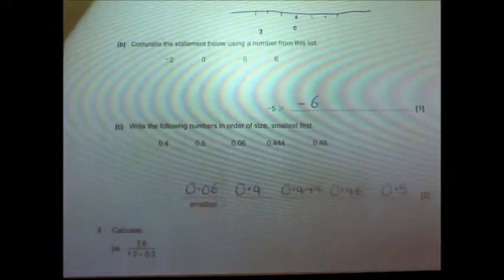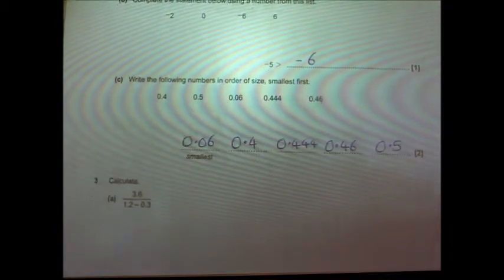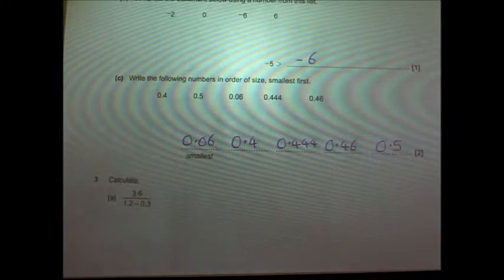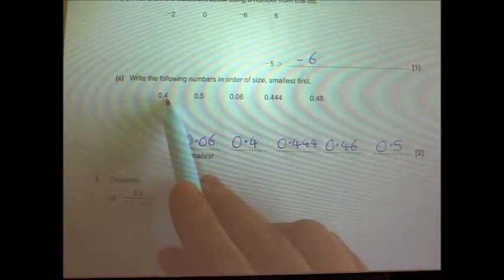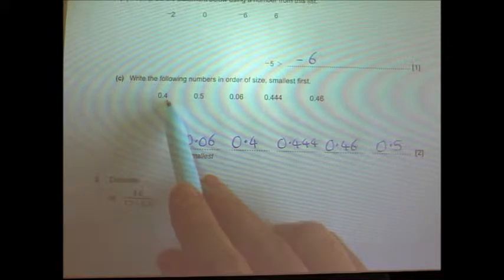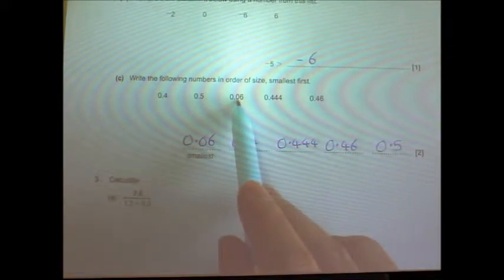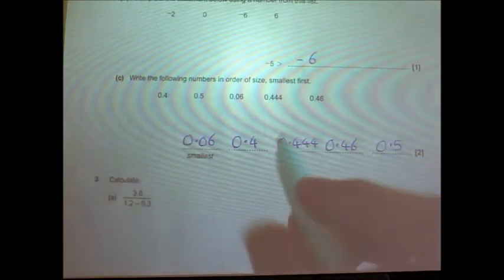Part C. Write the following numbers in order of size with the smallest first. This sort of question goes back to what you were taught at primary school about place value. The first column is your units column. If there's any units column here, you look at that one first and they're all 0. So now you look at your tenths column. That one's 0.4, that's quite low. That's 0.5, that's 0.0. So that's going to be your smallest one, because that's a 4 and that's 4/6.